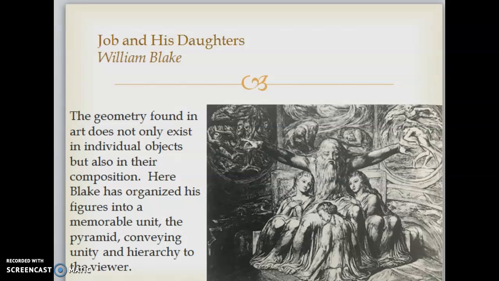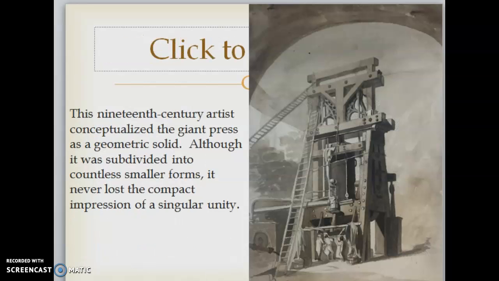The geometry found in art does not only exist in individual objects, but also in their composition. Here, Blake has organized his figures into a memorable unit, the pyramid, conveying unity and hierarchy to the viewer. This 19th century artist conceptualized the giant press as a geometric solid. Although it was subdivided into countless smaller forms, it never lost the compact impression of singular unity.